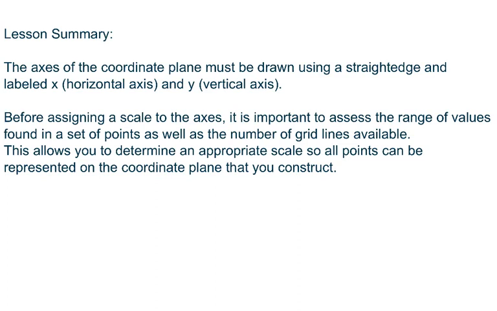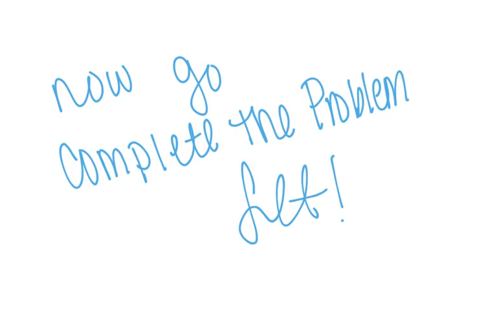Our lesson summary. The axes of the coordinate plane must be drawn using a straight edge and labeled x, horizontal axis, and y, vertical axis. Before assigning a scale to the axes, it is important to assess the range of values found in a set of points as well as the number of grid lines available. This allows you to determine an appropriate scale so all points can be represented on the coordinate plane that you construct. Now, go complete the problem set.